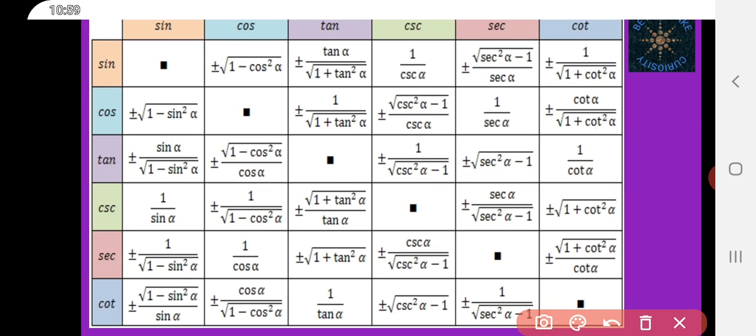So similarly you can write the trigonometric ratios in terms of other trigonometric ratios. Suppose tan in terms of cot, then what is this? This means tan theta is equal to 1 by cot theta. You know they are reciprocal. Similarly you can write one trigonometric ratio in terms of other trigonometric ratios. You should do it by yourself and check with this table. Okay.